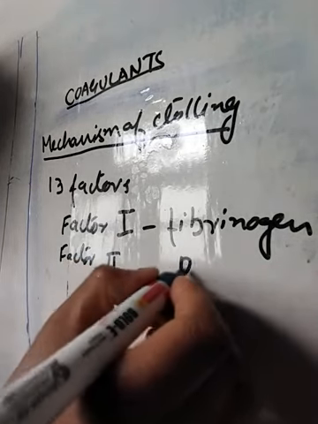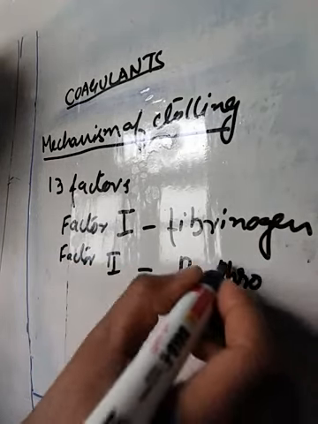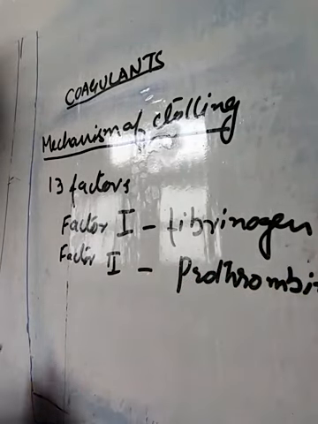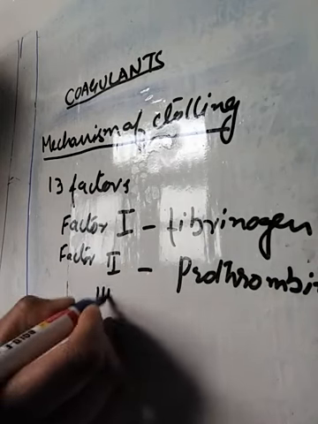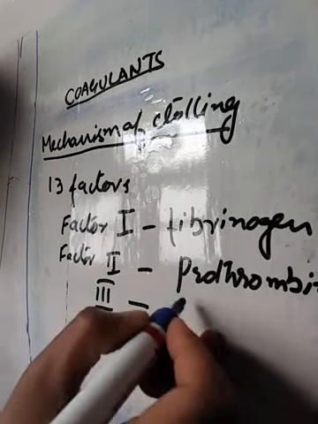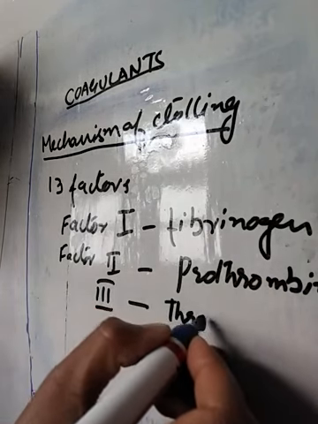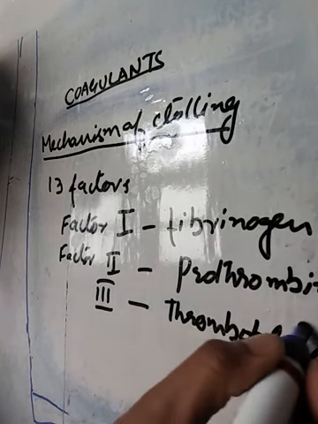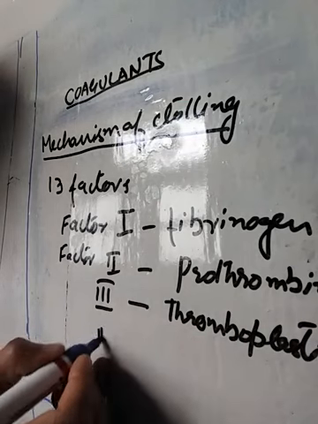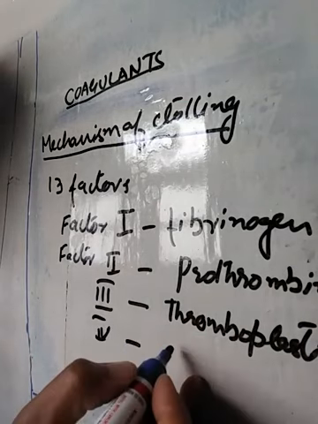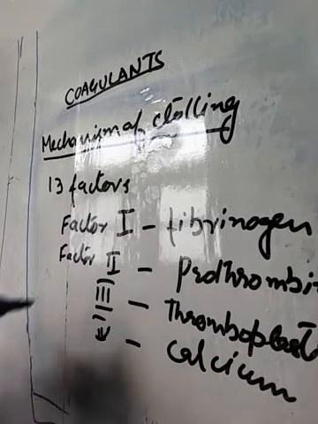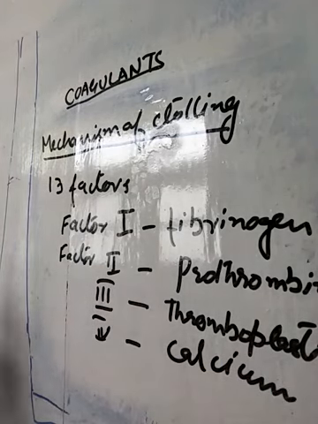Factor 2 known as prothrombin. Factor 3 also known as thromboplastin. And factor 4, calcium. These are the various factors which are present in our blood and are responsible for clotting.